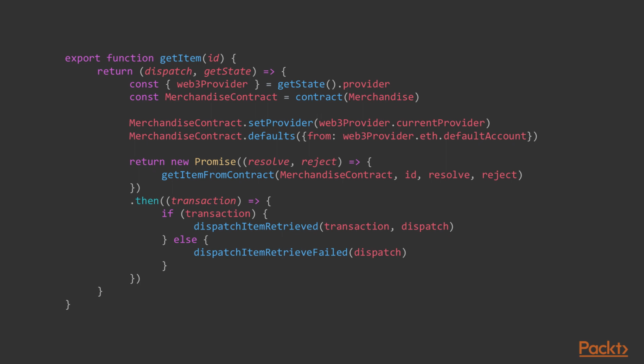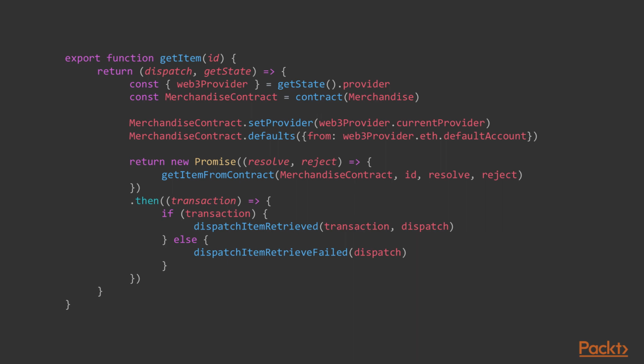Next, we get the ABI, or the Application Binary Interface code for our contract. That's a JavaScript version of our contract that lets us know what properties and functions are exposed in our contract that we can interact with. We'll call the setProvider method of that and specify that it needs to use the current provider object in the Web3 provider to talk to the Ethereum network.